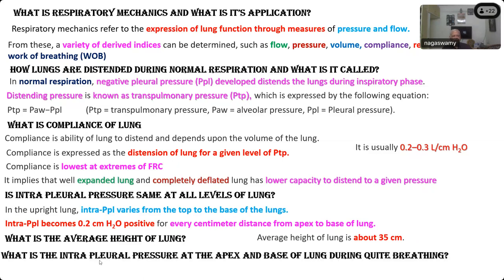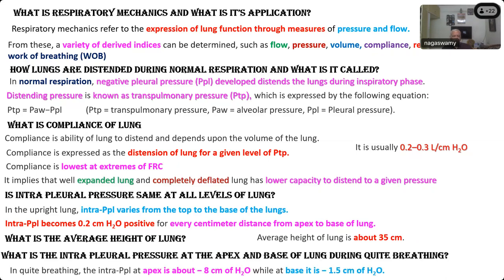Now, what is the intrapleural pressure at the apex and base of lung during quiet breathing? This is a normal value all of us should know. The apex, will it be more or less? More negative, sir. In quiet breathing, the apex is minus 8 centimeters of water. Base, it is only minus 1.5 centimeters of water. Okay? So, apex is minus 8 centimeters and base is minus 1.5 centimeters.